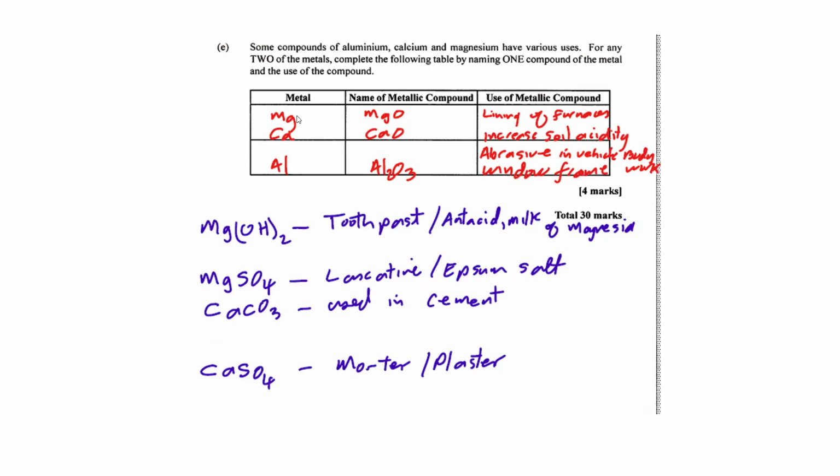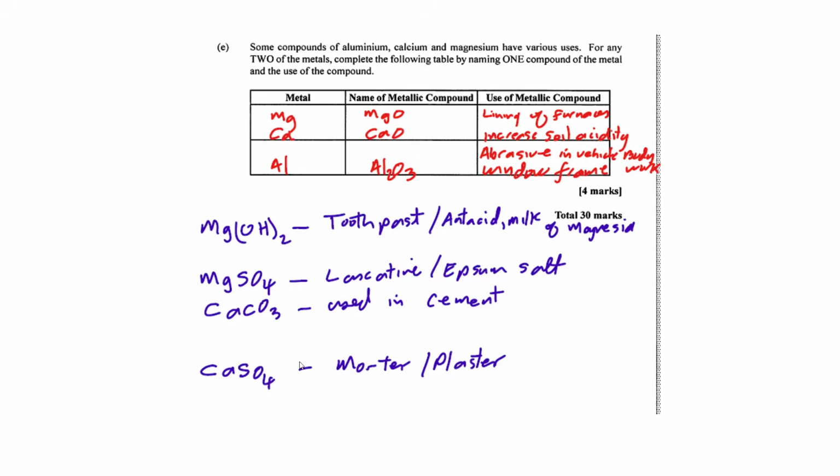So we have magnesium in the form of magnesium oxide can be used as the lining of furnaces because it is ionic and therefore would require a large amount of heat for it to be broken down. Calcium in the form of calcium oxide can be used to raise the pH of soil because when the soil is acidic, the plants cannot grow in the low pH, so it can be used to increase the pH of the soil. Aluminum oxide can be used as an abrasive in the vehicle bodywork. And of course, it can be used in window frames.